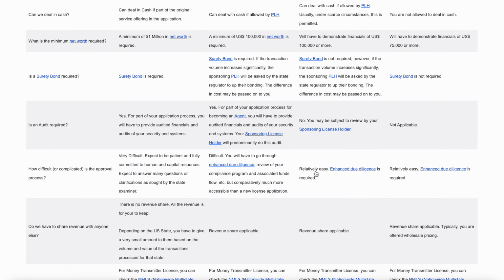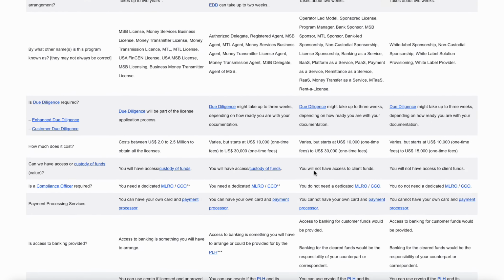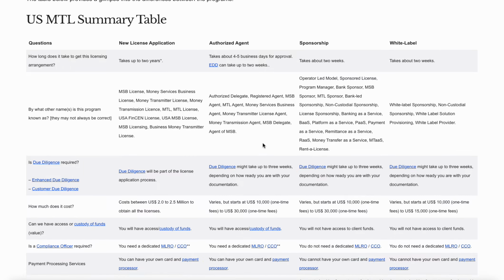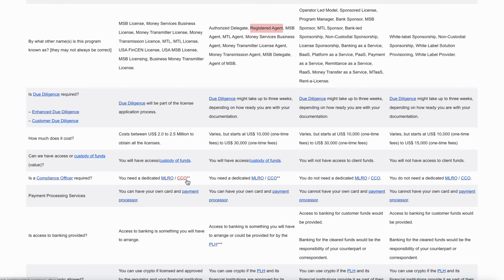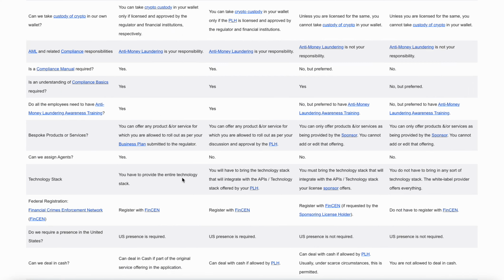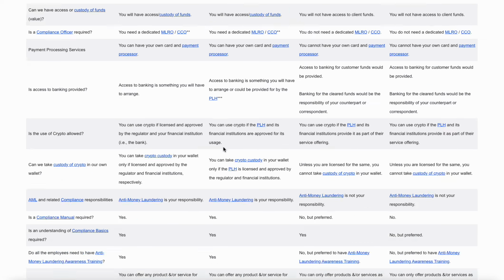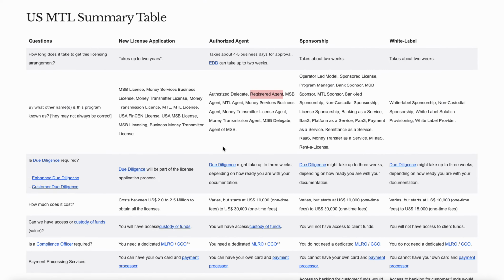This is a very comprehensive page that we built over the years, and it's still a work in progress. Everything you see here will eventually be linked to something that explains it more. For example, due diligence will take you to the due diligence page and tell you what due diligence is. Enhanced due diligence takes you to the EDD page, and so forth. What's an MLRO? What's a CCO? A money laundering reporting officer, chief compliance officer? What is a compliance manual? What is anti-money laundering awareness training? All that information is provided. So it is a public service document, so to speak.